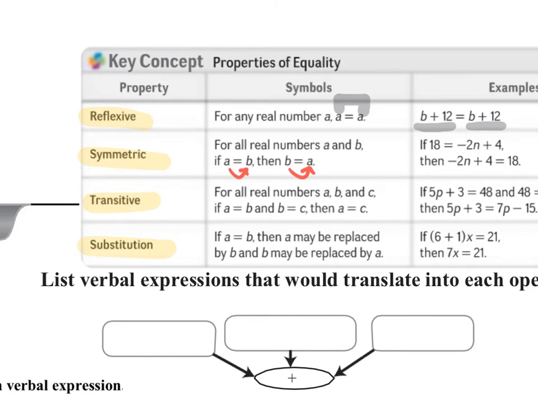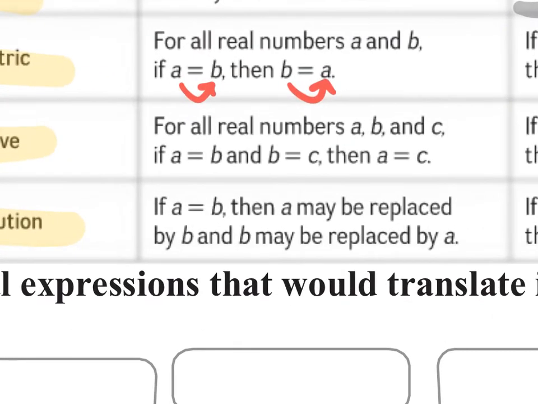The transitive property is that for all real numbers a, b, and c, if a equals b and b equals c, then we get an overall link that a is equal to c.